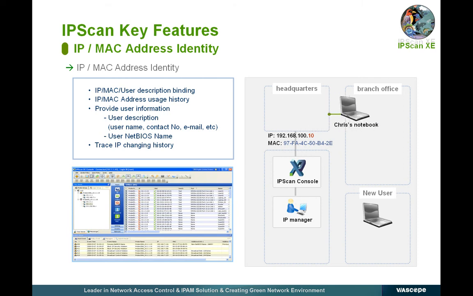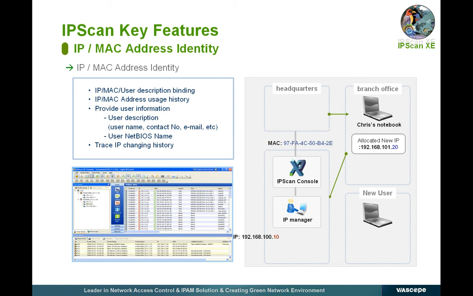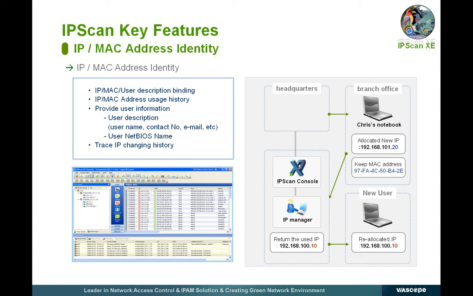For example, Chris was given an official order to move to a branch office, so he returns his IP and moves to the new office carrying his laptop computer, where he will receive a new IP from the branch office. In the meantime, the IPScan console collects Chris's IP, but the IP is still owned by Chris because the user information is maintained based on the MAC address. So IPScan assigns a new IP to the branch office for Chris. The change to the IP address will be reported, based on which the administrator can assign Chris's IP to a new user.